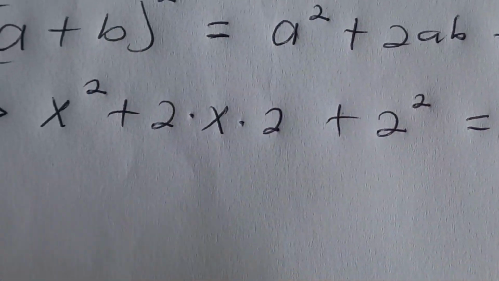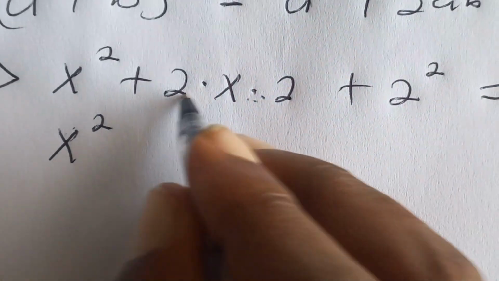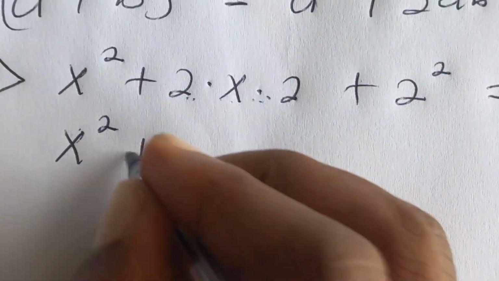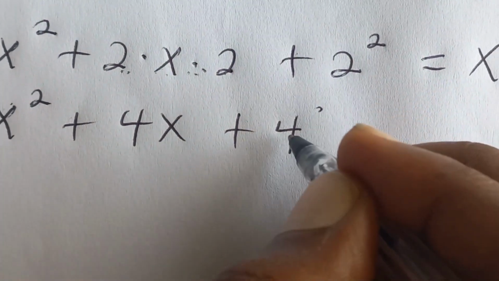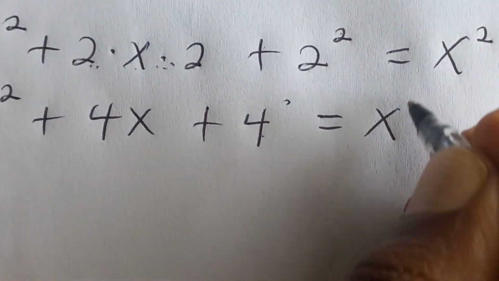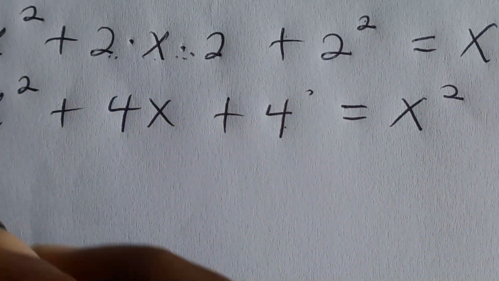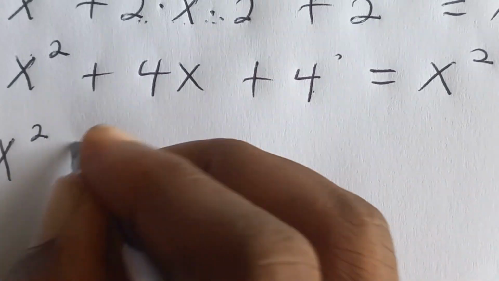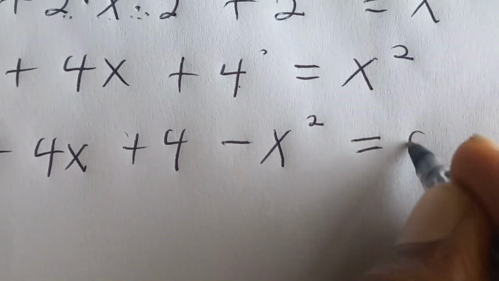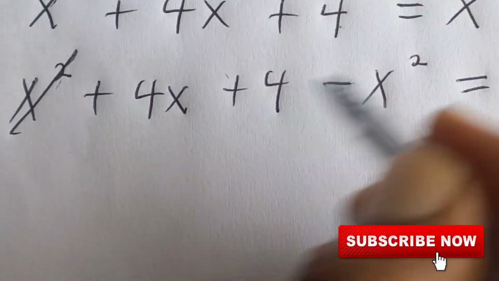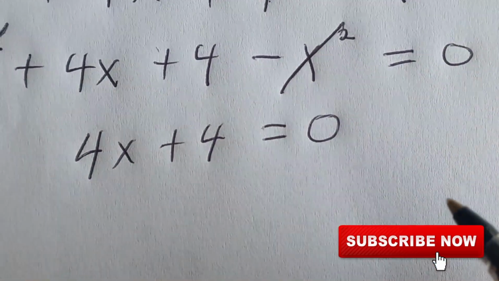Let's simplify this. So we get x squared, and then 2 times 2 is 4, times x, plus 4x, then plus 2 squared, which is 4, equal to x squared. Now let's group all the terms to one side. With this, we have x squared plus 4x plus 4 minus x squared is equal to 0. So in this case, x squared cancels x squared, leaving 4x plus 4 is equal to 0.